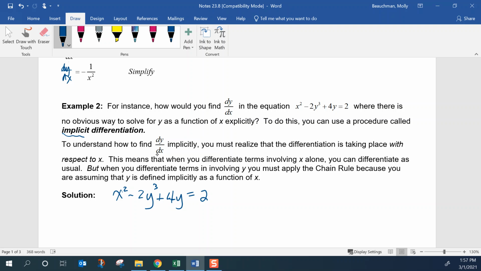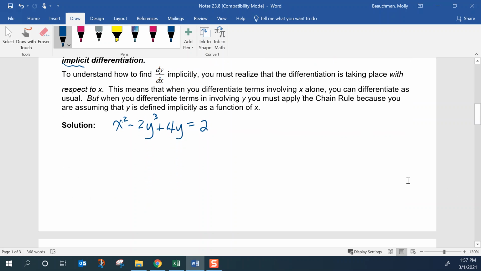To understand how to find the derivative implicitly, you have to realize that the differentiation is taking place with respect to x. This means that when you differentiate terms involving x alone, you can differentiate as usual. But when you differentiate terms involving y, you have to apply the chain rule because you are assuming that y is defined implicitly as a function of x. So here's what that means. We have terms x squared minus 2y cubed plus 4y, and then equals 2.